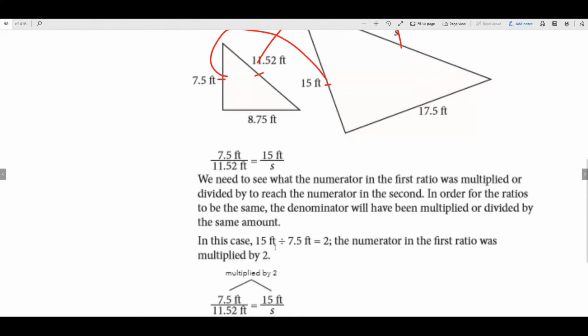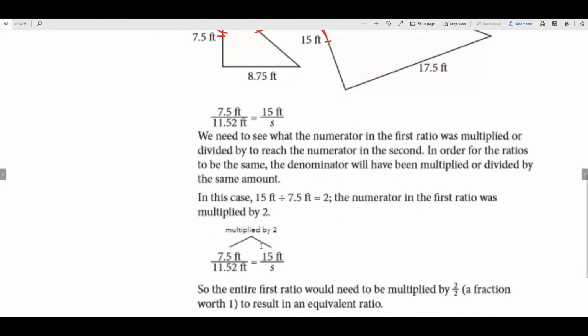Okay, so now you've set up your proportion. Now you just need to solve it. So you need to see what numerator in the first ratio is multiplied or divided by to reach the denominator. So basically you know that 15 divided by 7.5 gives you 2. So you know this was multiplied by 2. So 7.5 times 2 gives you 15.